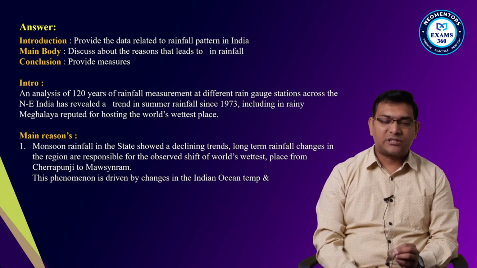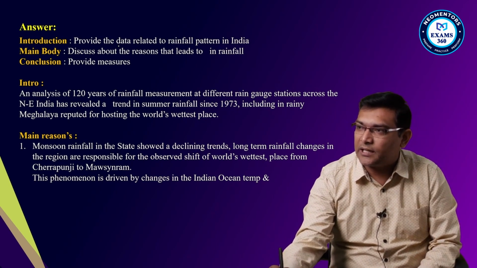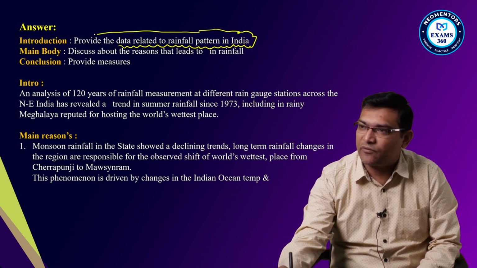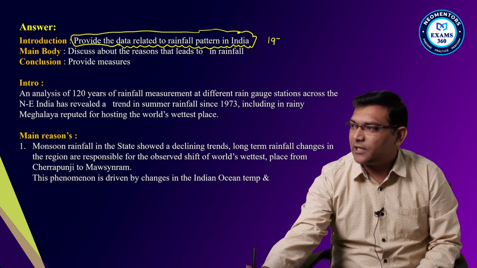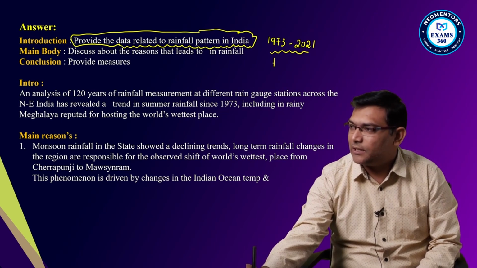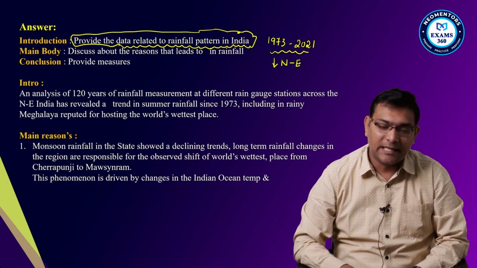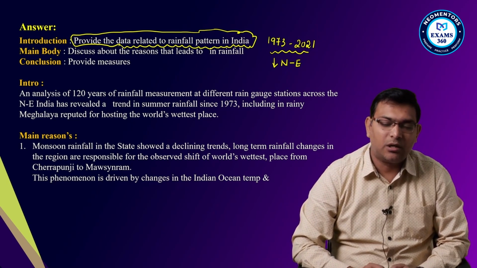See, in the introduction either you can give the data, provide the data related with the rainfall pattern in India. If you are having the rainfall data, just give the rainfall data, that in the years 1973 to 2021, how that rainfall has been decreasing in the northeast. That is one point. Or, you can write in this way also.